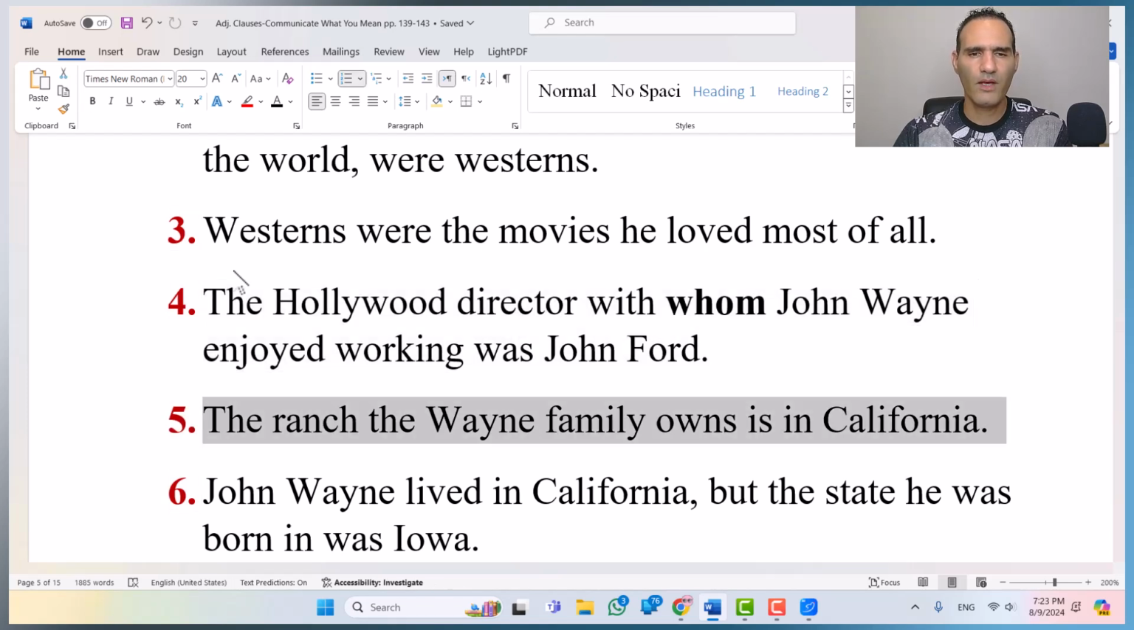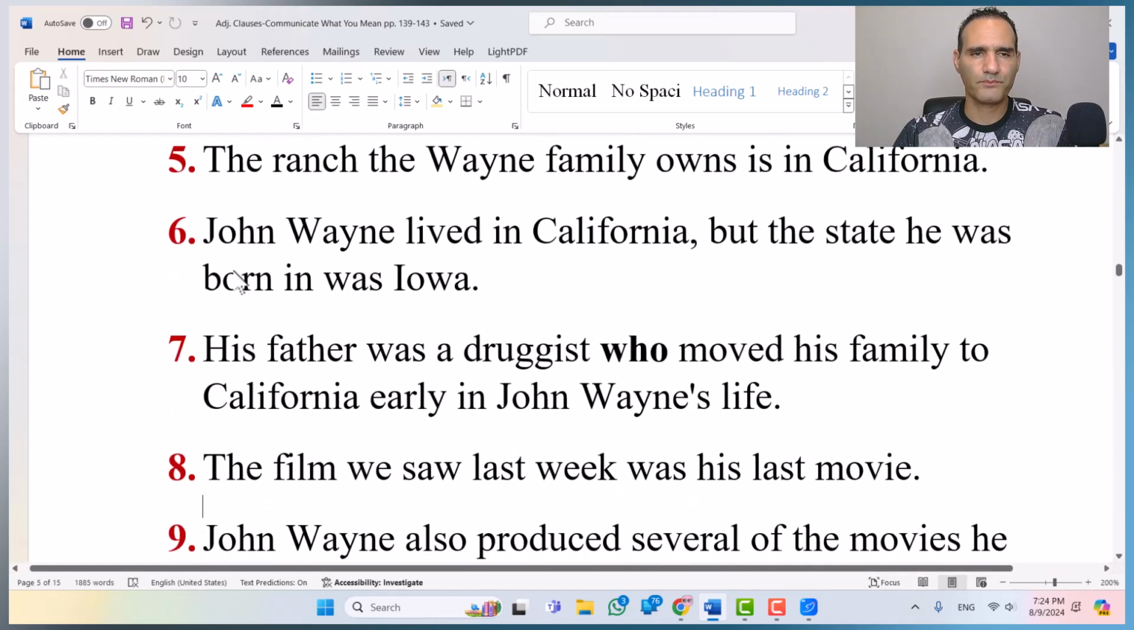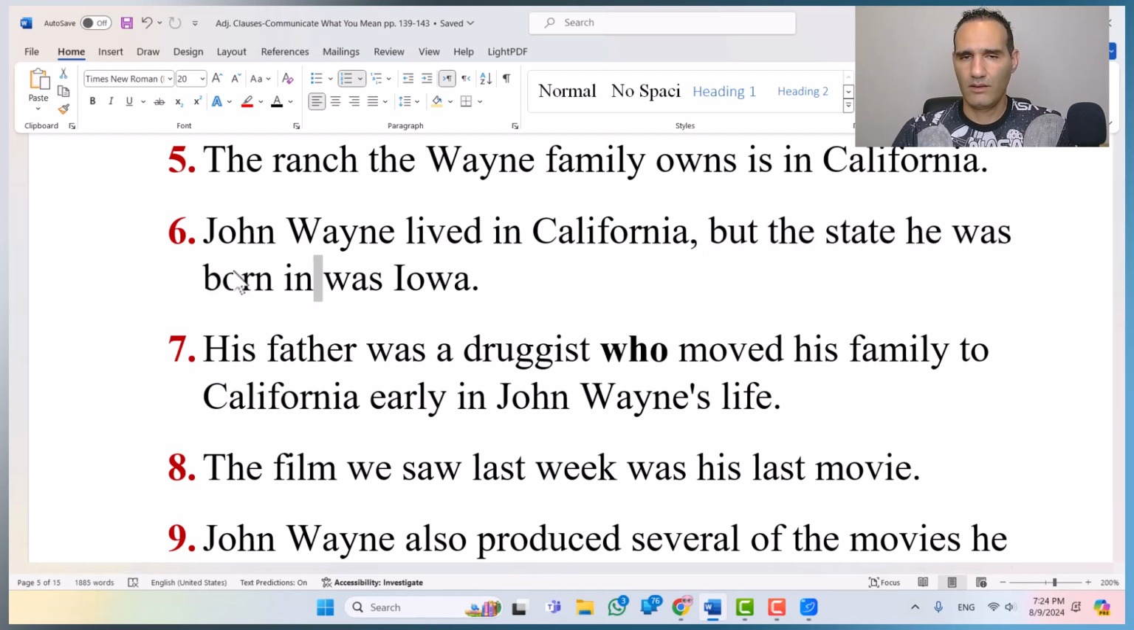Number 5, the ranch the Wayne family owns is in California. So the ranch, it is object, and the relative pronoun here is omitted. Number 6, John Wayne lived in California, but the state he was born in was Iowa. So the state that he was born in, it is object, it is omitted.